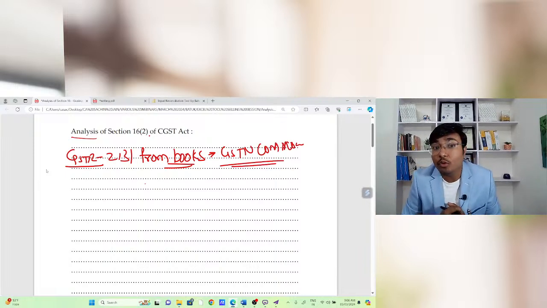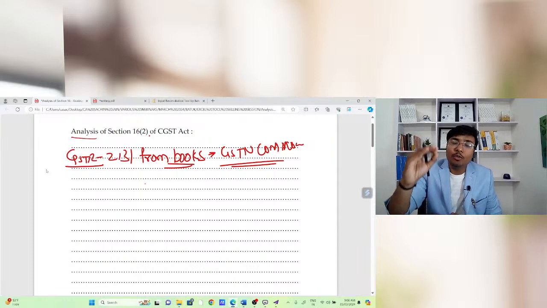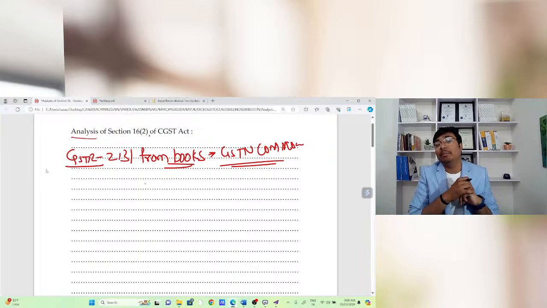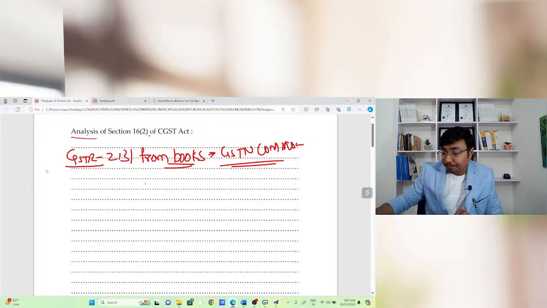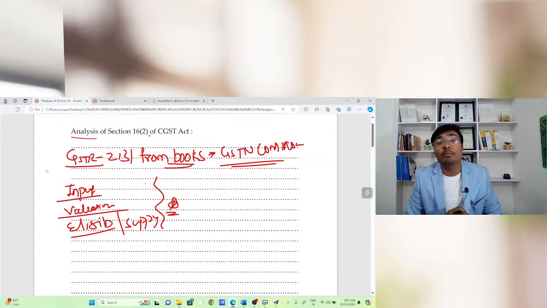Even then, I am going to share with you certain things which we tend to skip during the audit process, and these things are very important, because when we are doing the audit or when you are all handling a departmental audit, at that time your focus will be on input tax credit, your focus will be on valuation, your focus will be on eligibility. That is supply. These three things are there on which you are going to focus more and more while doing the audit.